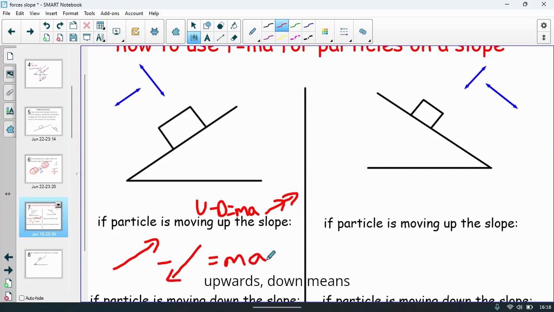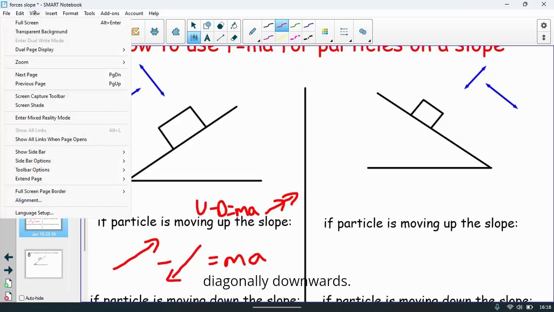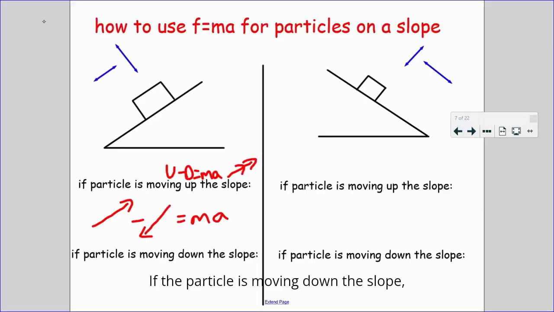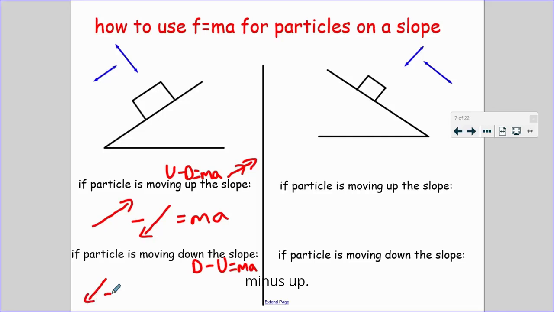Up means diagonally upwards, down means diagonally downwards. If the particle is moving down the slope, that means down minus up equals ma. So same concept as we had before, but we are using diagonal directions here, right? So down minus up equals ma.